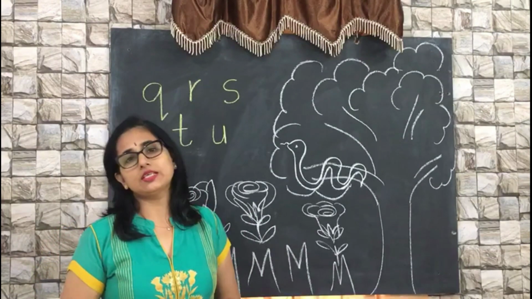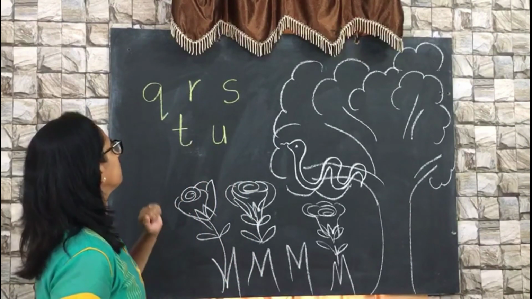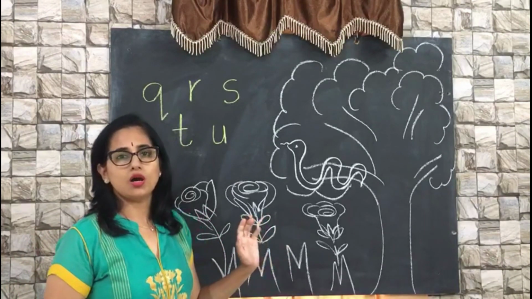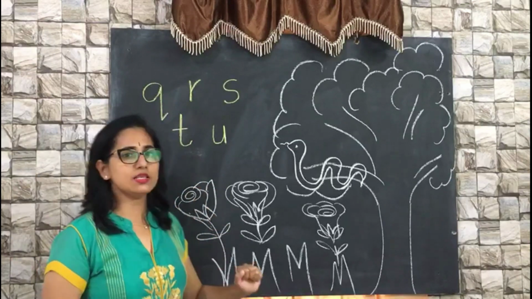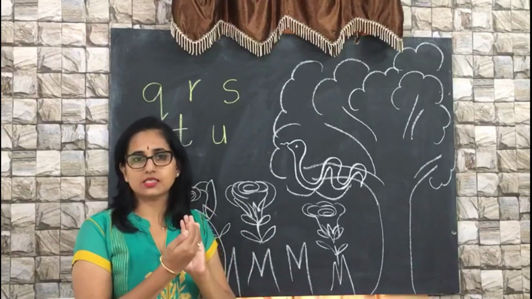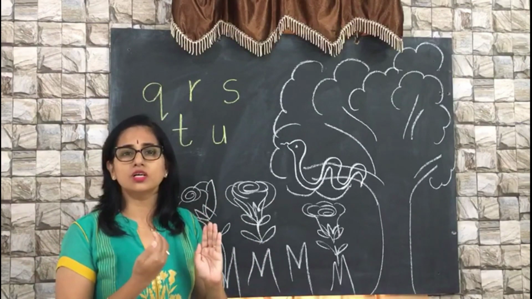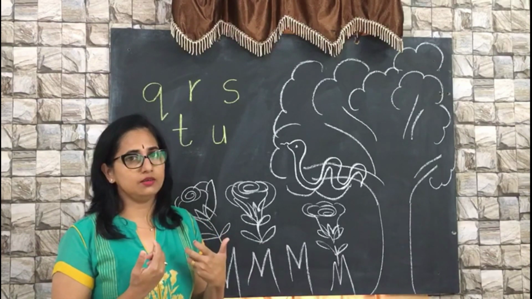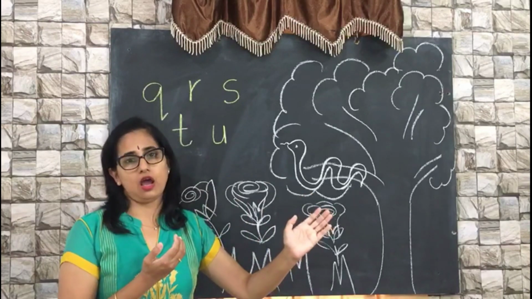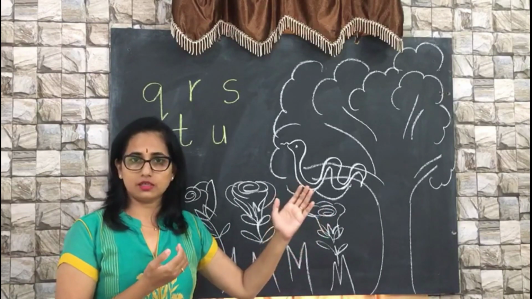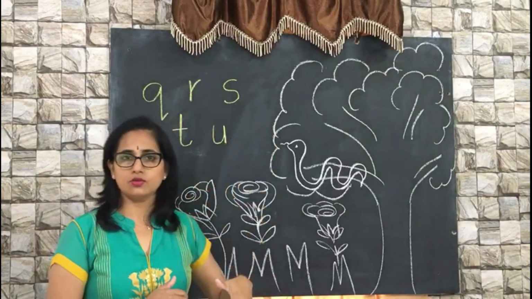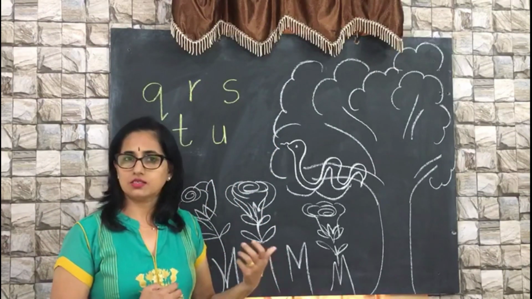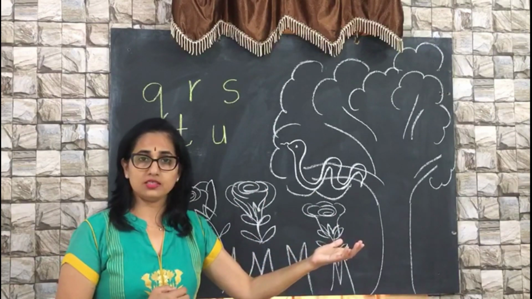Now let me introduce the sounds of each letter. The sound of Q is kwa, kwa, and the sound of R is R. The beginning sound of R is R. If a word begins with letter R, then we say R. If a word ends with letter R, then R, R. The same way for S: if a word begins with letter S, it is S, S. Ending sound of S, S.